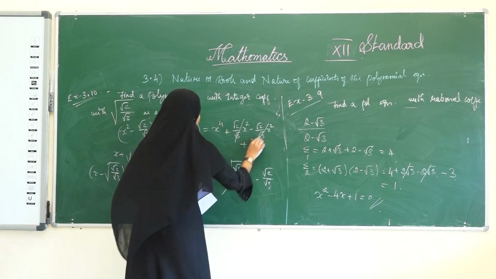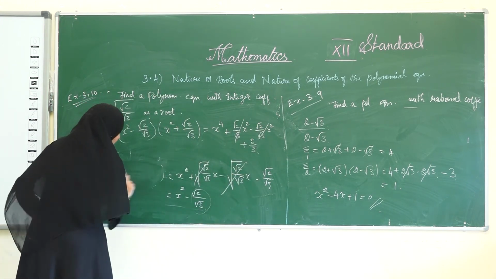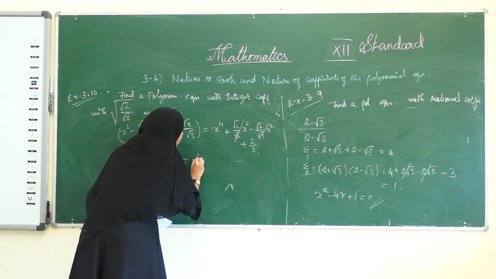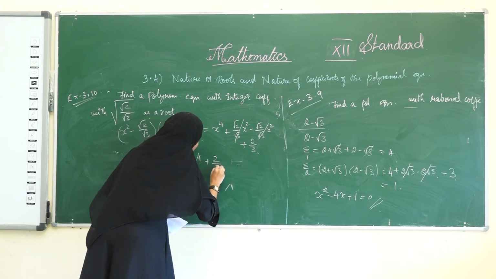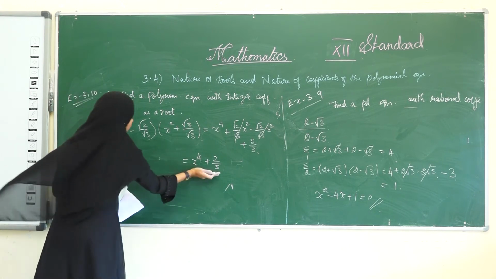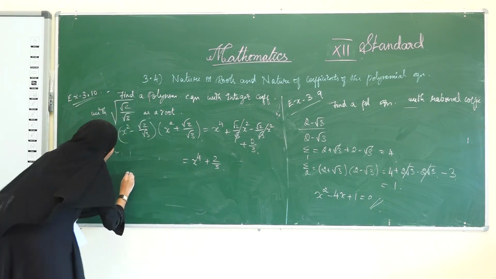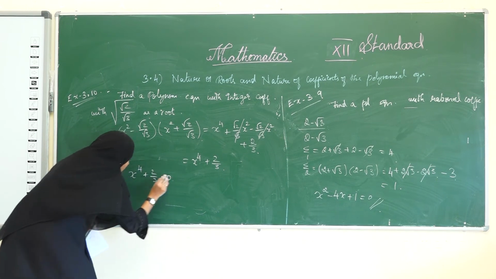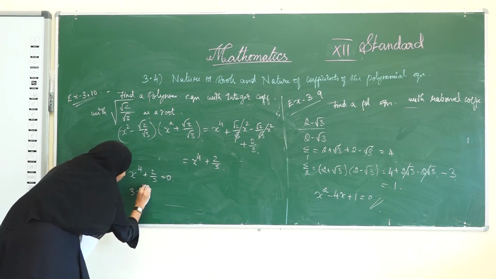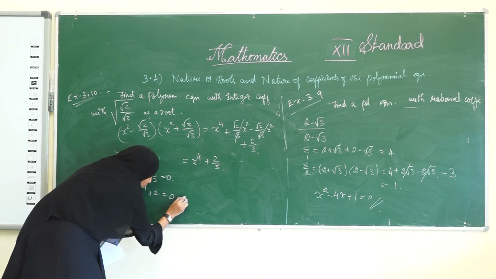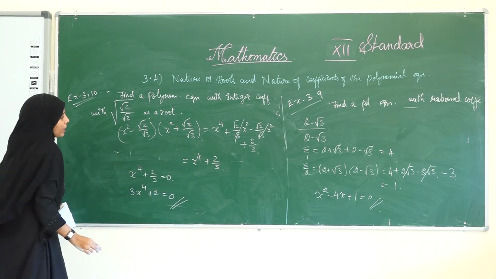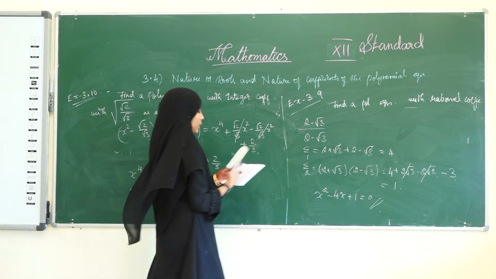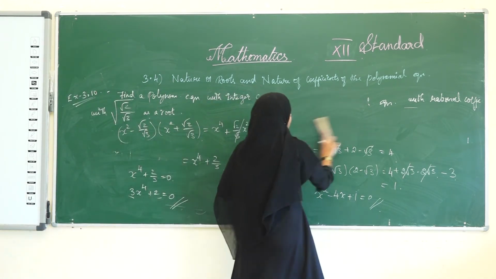This term and this term get cancelled, so the final equation we get is x power 4 plus 2 divided by 3. This is the factor, this can be written as the equation x power 4 plus 2 divided by 3 equal to 0, and we take 3x power 4 plus 2 equal to 0. This is the required polynomial equation with integer coefficients. See here the coefficients are integers, so we have found that.